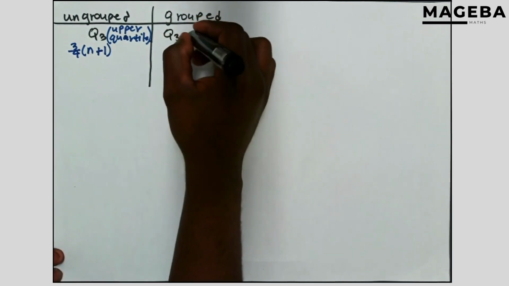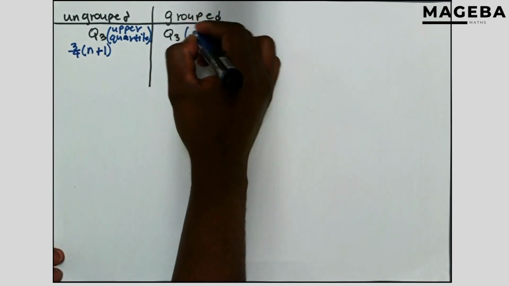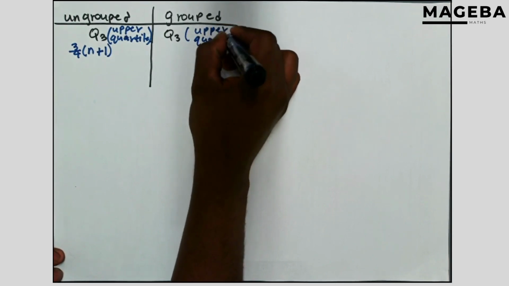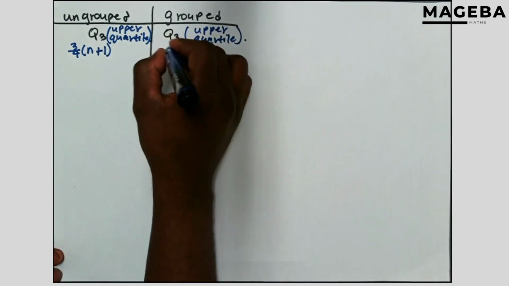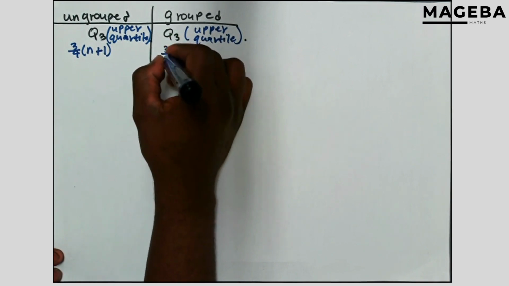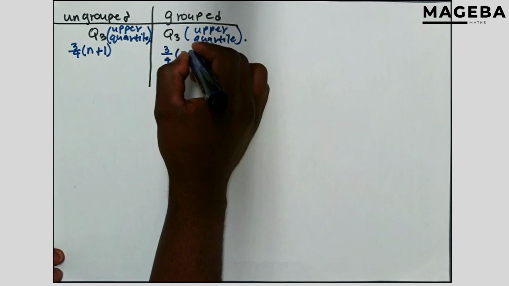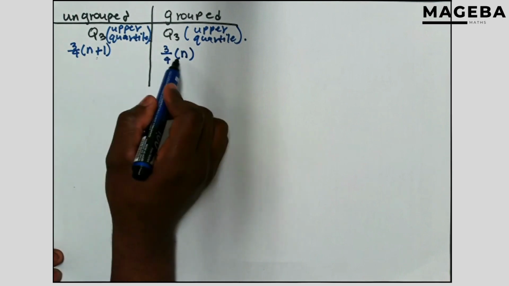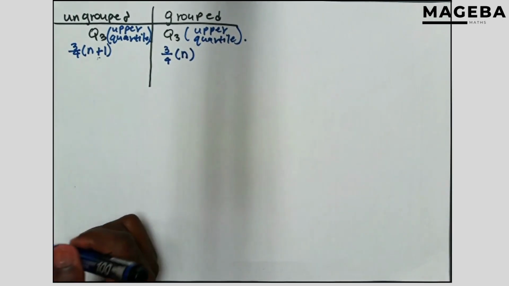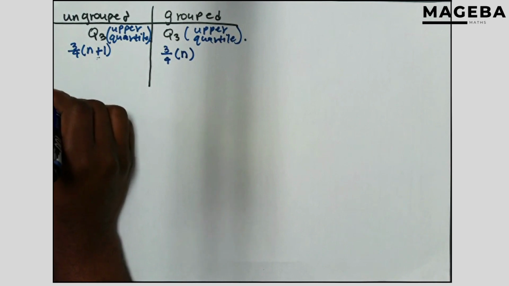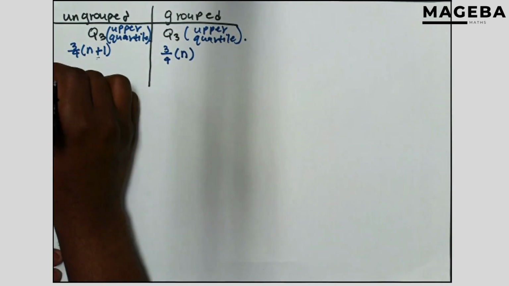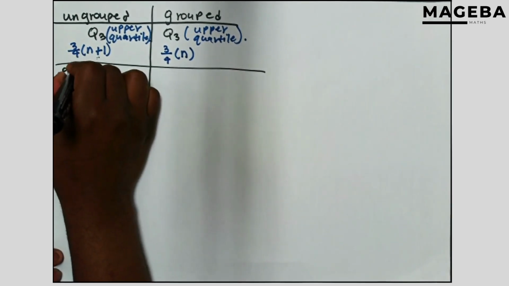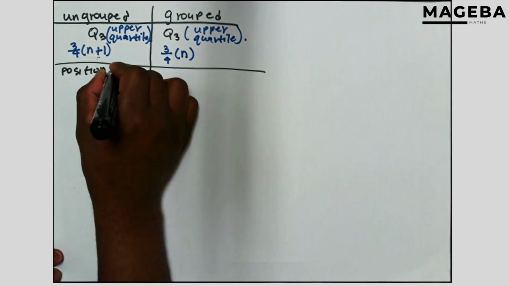And now Q3 on this side, which is still an upper quartile, is 3 over 4 into n. I hope you see the difference between the ungrouped and grouped. This plus 1 is very important.